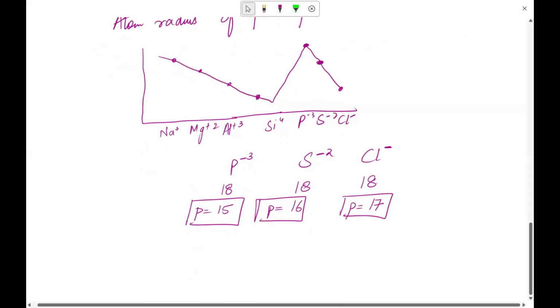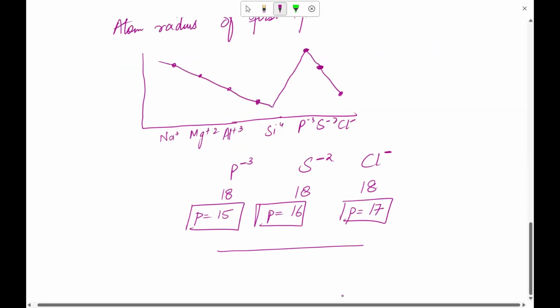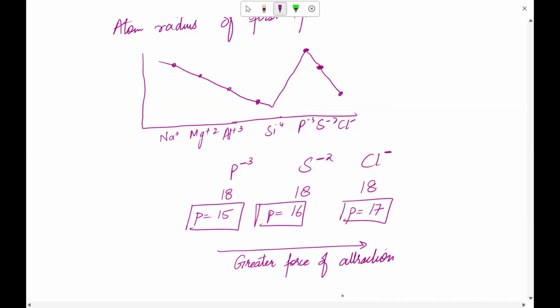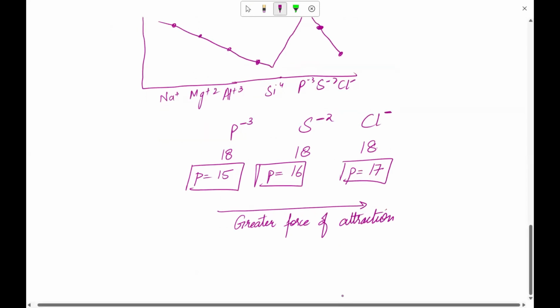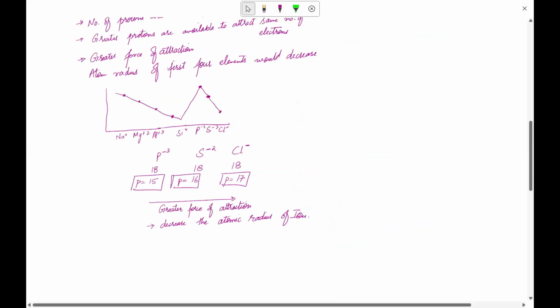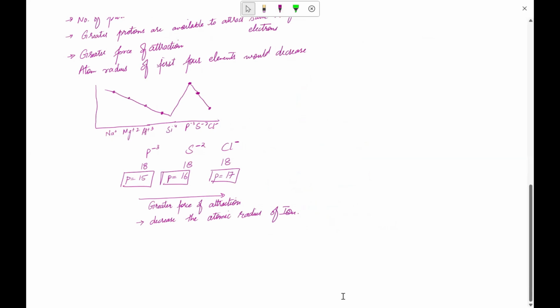So because of that, there would be greater force of attraction. Greater force of attraction starts to build there. And that would decrease the atomic radius of the ion. Is that clear? Okay.